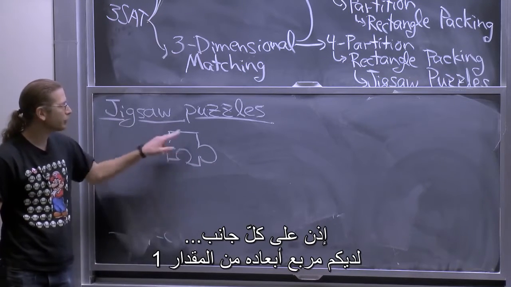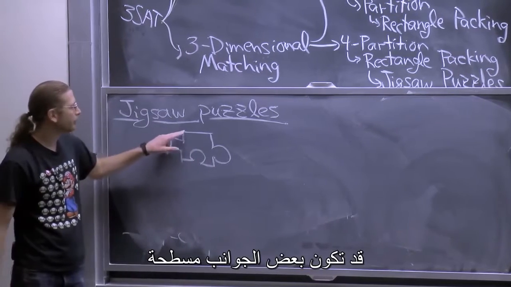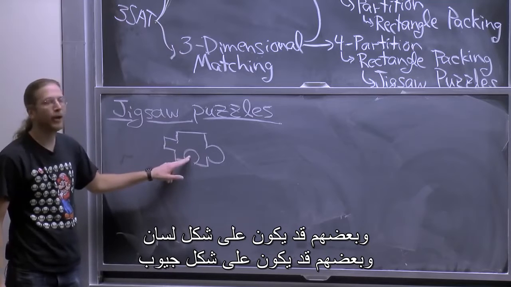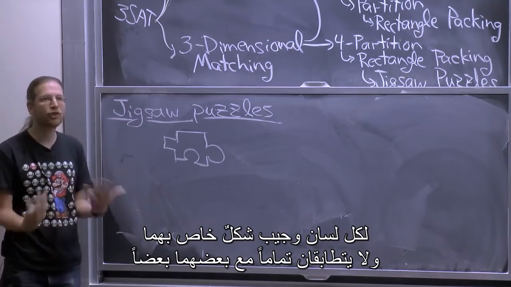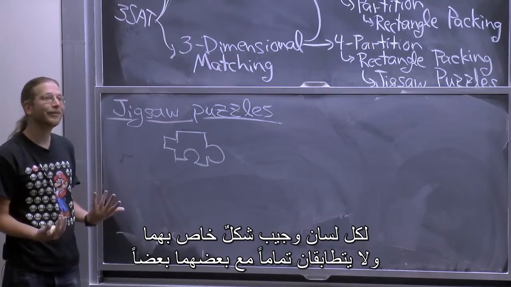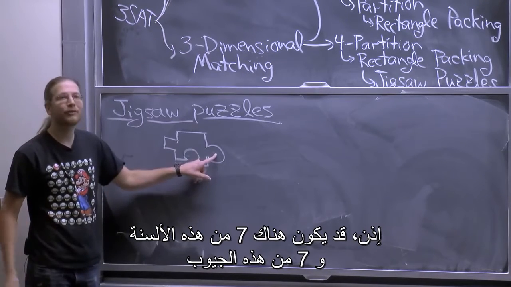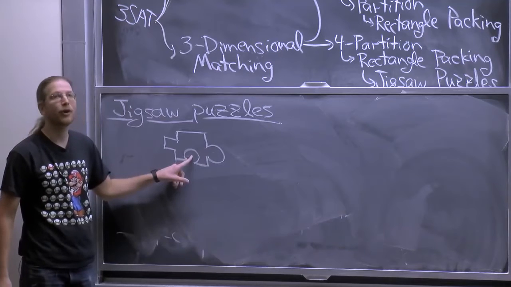So on each, you have a unit square. Some of the sides can be flat. Some of them can be tabs. Some of them can be pockets. Each tab and pocket has a shape, and they're not in a perfect matching with each other. So there could be 7 of these tabs and 7 of these pockets, all the same shape.